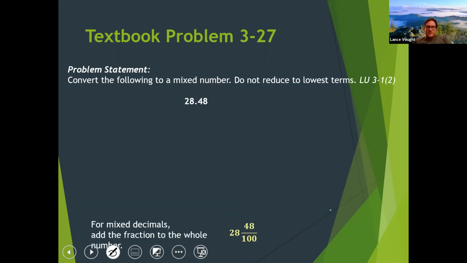Convert this to a mixed number. Well, remember it's 48 over 100. And then this is 28. That's what you get here. If you wanted to reduce it, it would be 28 and 12 over 25.